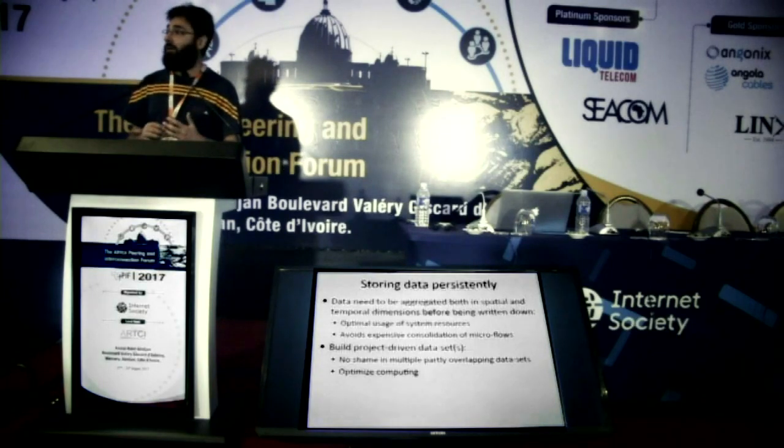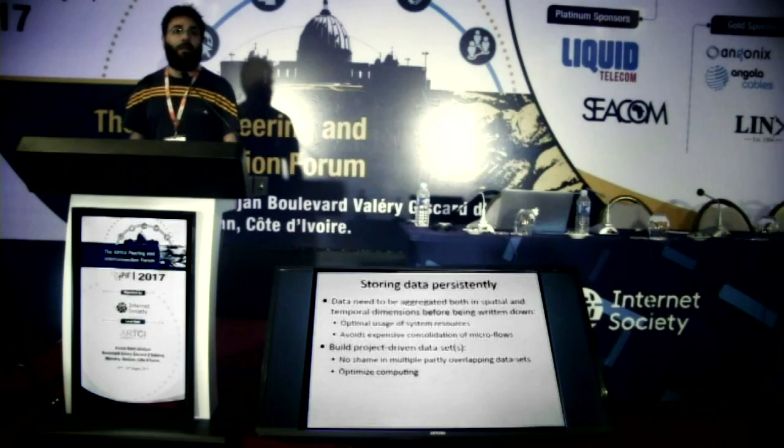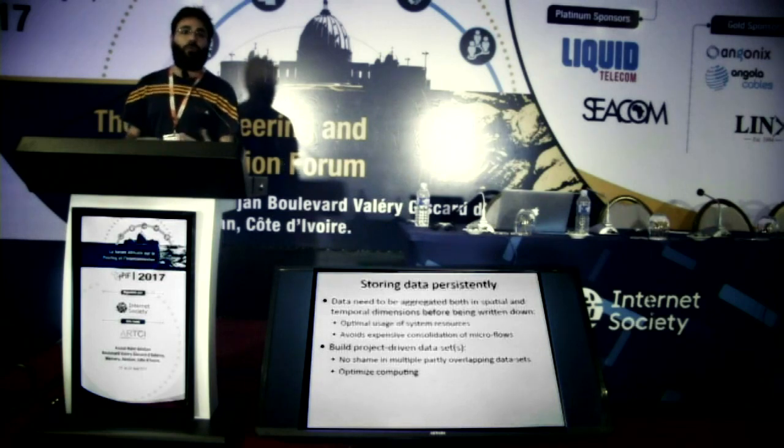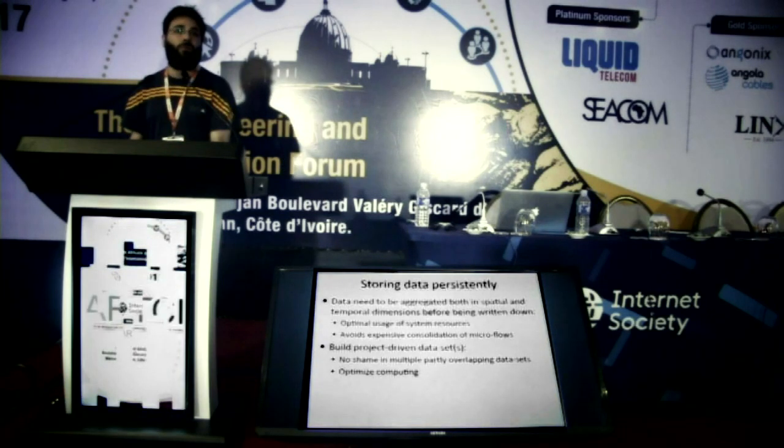Writing a very lean data set for your project, and maybe if you have 5 projects writing 5 different data sets, maybe in the end you are burning more disk space, so you are not optimizing on that, but on the computing, the CPU, which are more expensive resources.